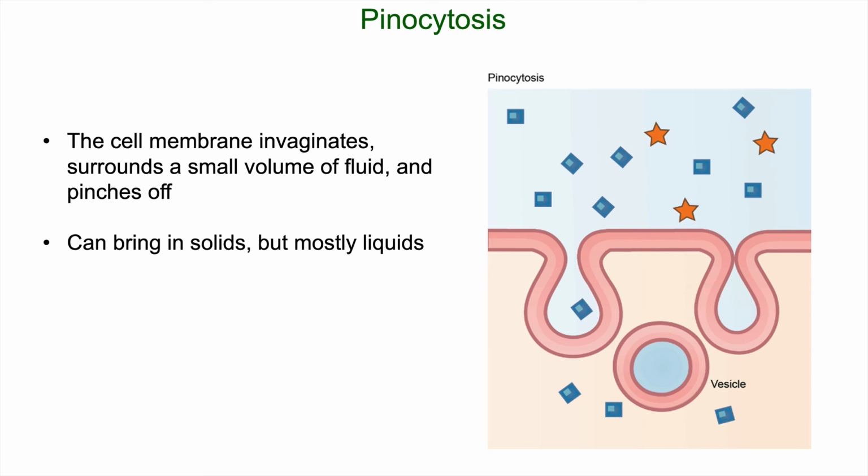If we're going to bring in a lot of fluid, we're probably going to undergo pinocytosis. And in pinocytosis, instead of reaching out and around something, we're going to pull the membrane in and create an invagination, and then we'll pinch this off, and now we've got a vesicle with whatever filled this depression. And again, it can bring in solids, but most of the time this is bringing in liquids.